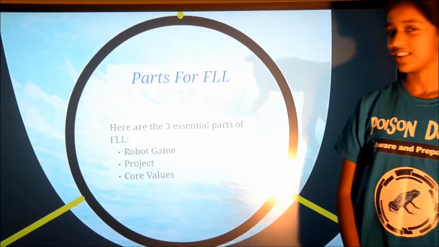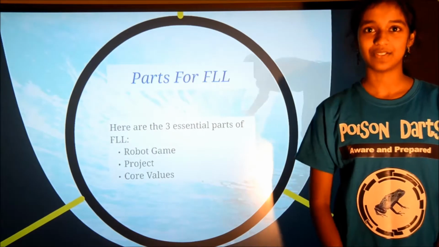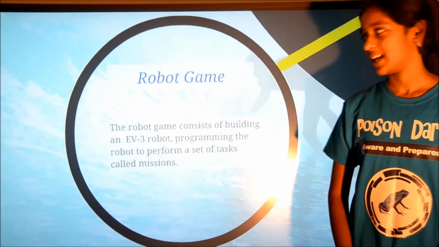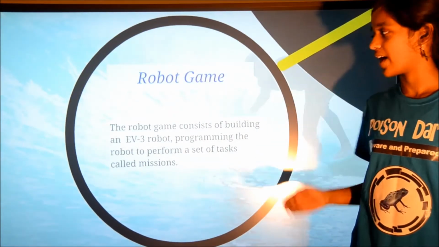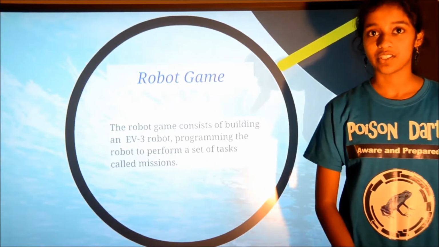There are three parts to FLL: the robot game, the project, and core values. First, the robot game consists of building an EV3 robot and programming it to do a certain set of missions on a game board.